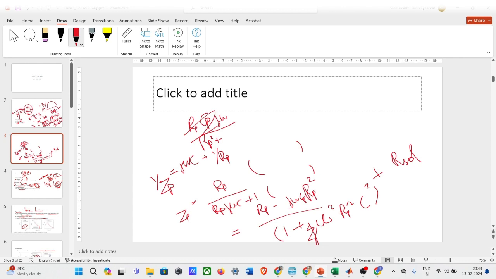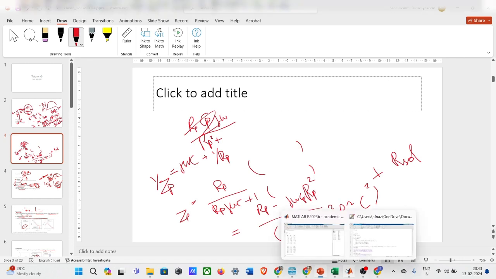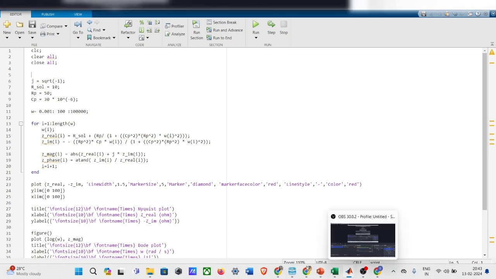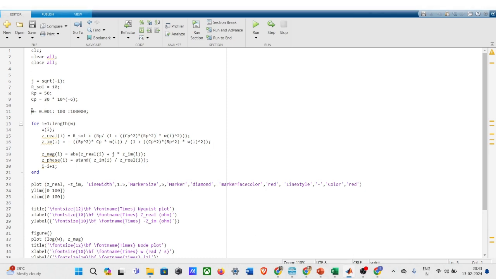I wrote in terms of Rp and everything because it will be easy for you if you want to change the value and check how it changes. Now I am going to the code. So how will I do the code? I am assigning the values: Rp value assigned as 50 ohm, same thing as we did here. I am giving a frequency range.